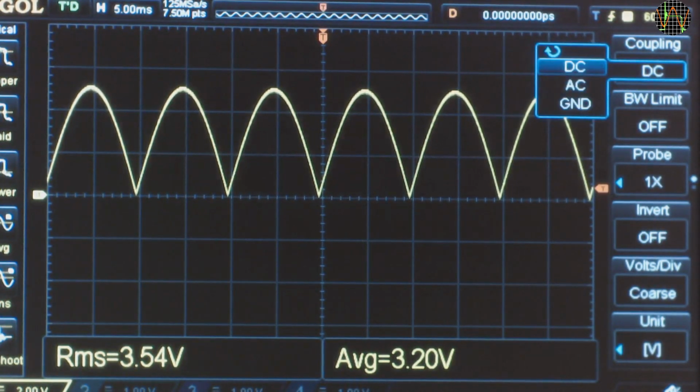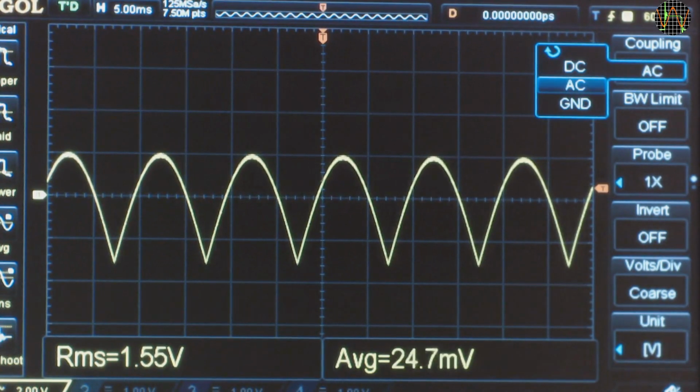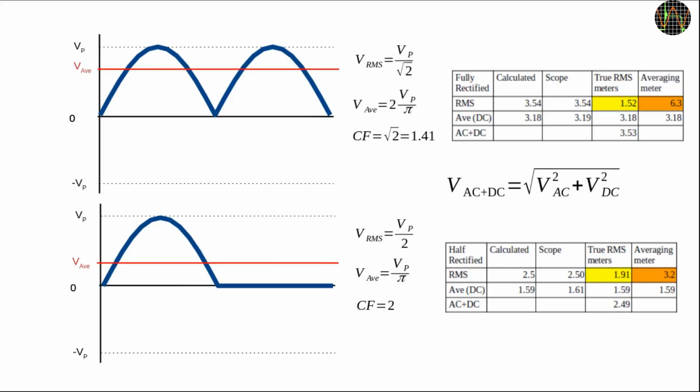We can see the effect in action if we simply switch the scope input to be AC coupled as well. The trace moves as predicted downwards, with the average being close to zero, and the RMS value is now about the same value as the True RMS multimeters showed earlier. So the seemingly wrong True RMS values have an explanation. What the multimeters show is the AC part of the True RMS.